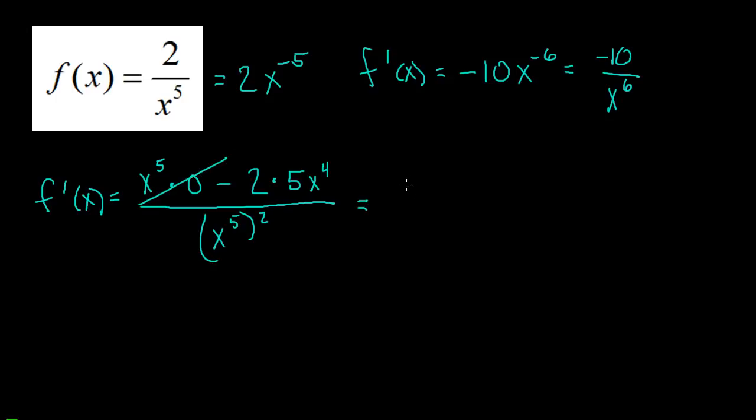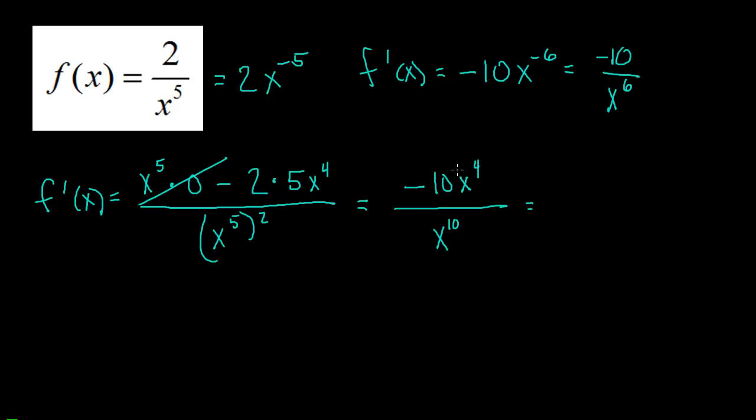That's 0. Then I get negative 10 x to the 4th, all divided by x to the 10th, which is x to the 5th squared. Now using my exponent rules, you can subtract the exponents. 4 minus 10 is negative 6.